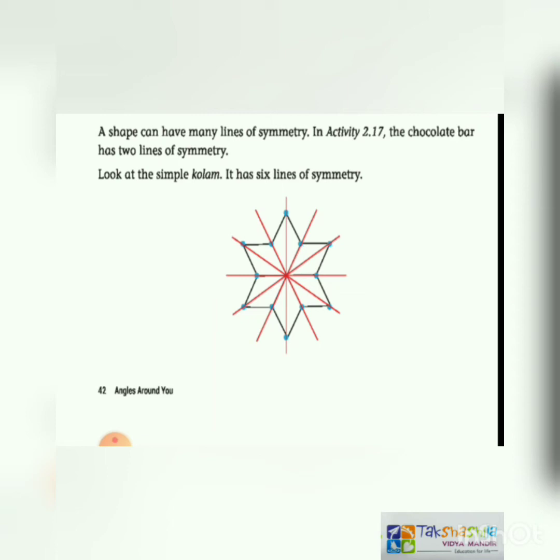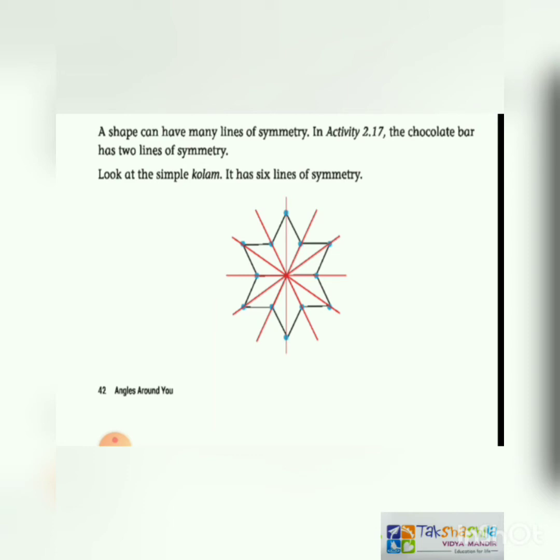A shape can have many lines of symmetry. Is it possible? Yes, some shapes can have many lines of symmetry. So the chocolate bar in activity 2.17 that we have seen now has only 2 lines of symmetry, right? So if you cut along more than 2 lines, you will not get equal halves.